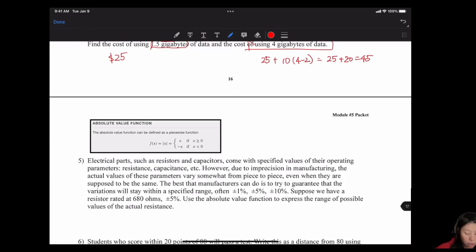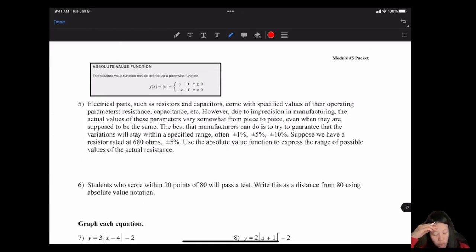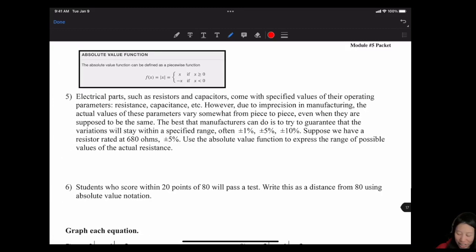So, absolute value. Don't worry about the previous letters, just look at the last one. Suppose a resistor is rated 680 ohms plus or minus 5%. Use the absolute value function to express the range of possible values of the actual resistance. So what would be the actual resistance?